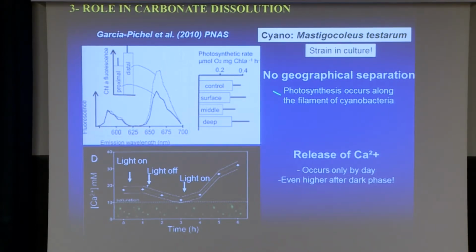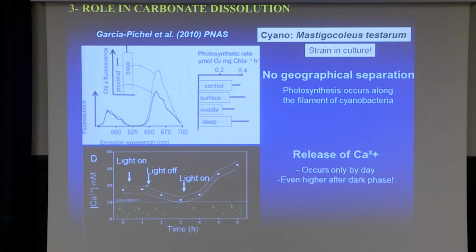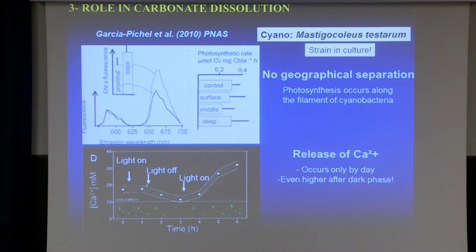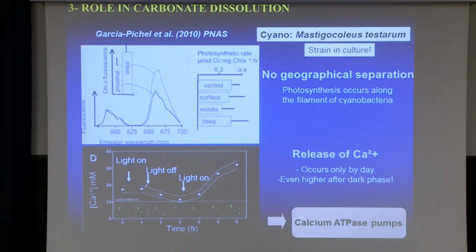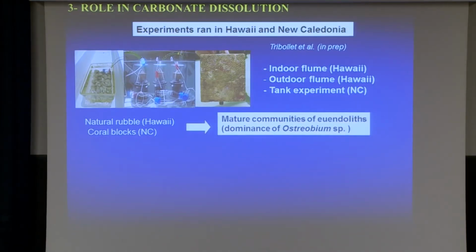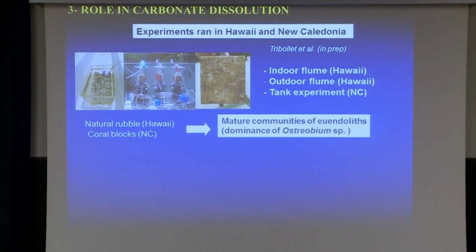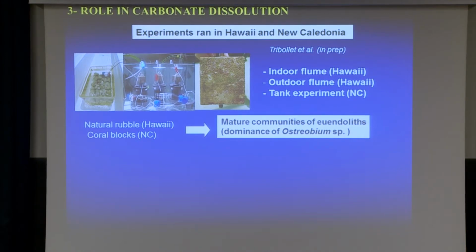And this is true for only one strain, which is Mastigocoleus testarum, maintained in culture. So we wanted to see if we could measure the same things and highlight more the process in natural communities under light and dark. So we carried out 3 different experiments.